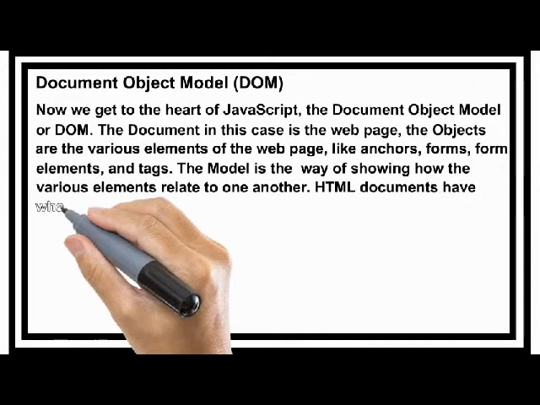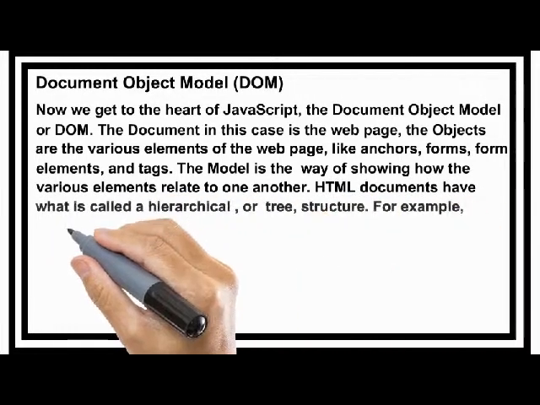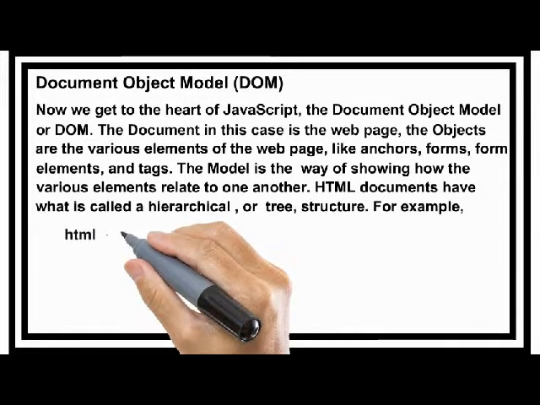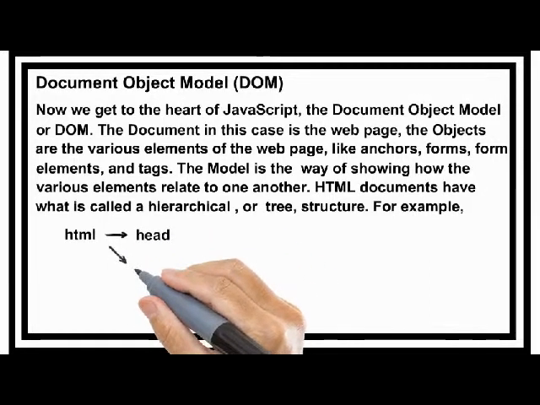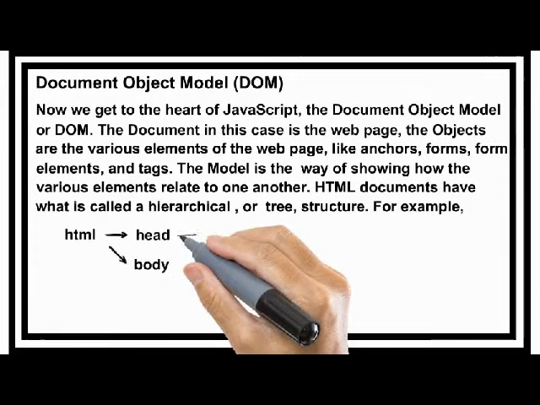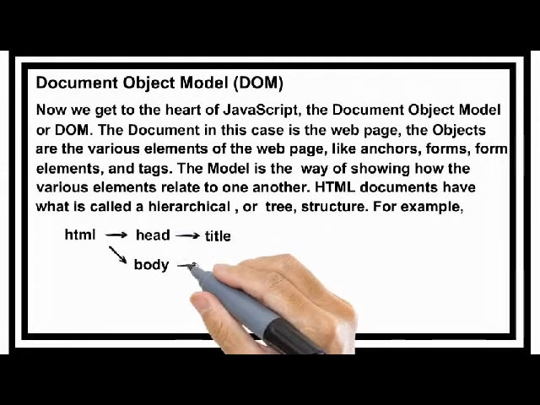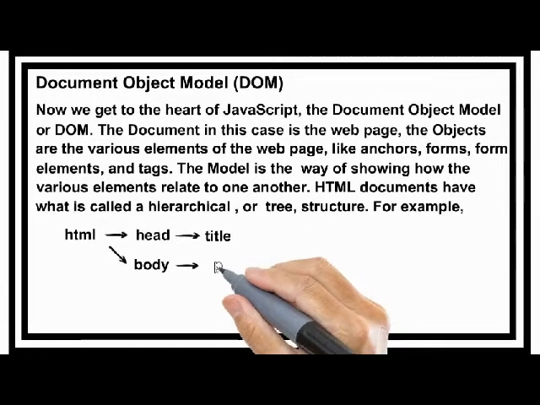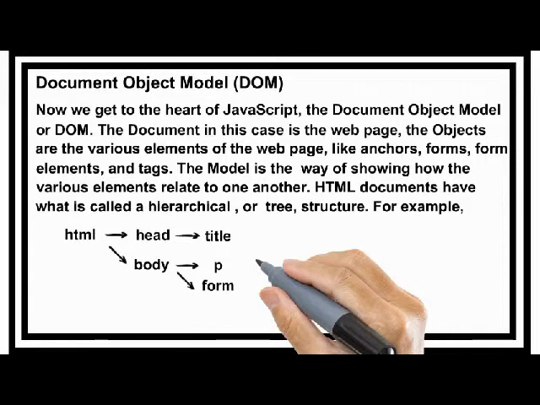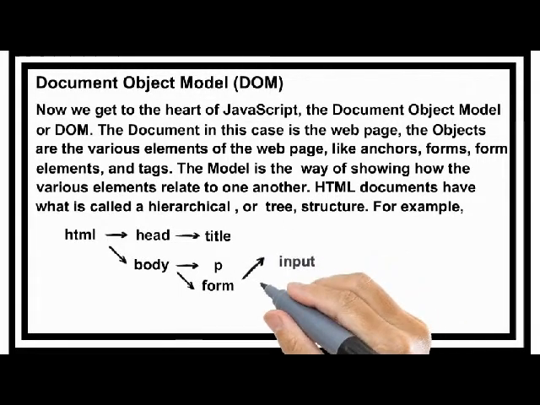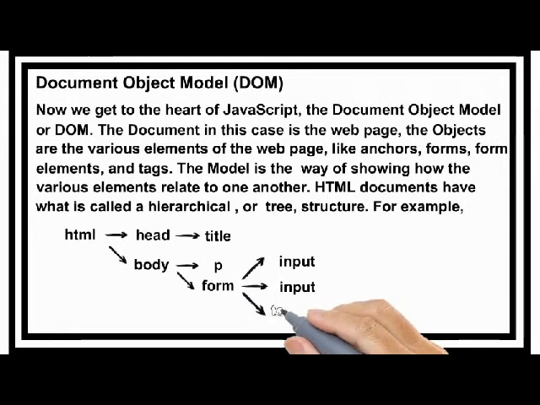HTML documents have what is called a hierarchical or tree structure. For example, the HTML consists of a head and a body. The head can contain a title. The body can contain a paragraph and a form. The form can contain inputs and a text area.